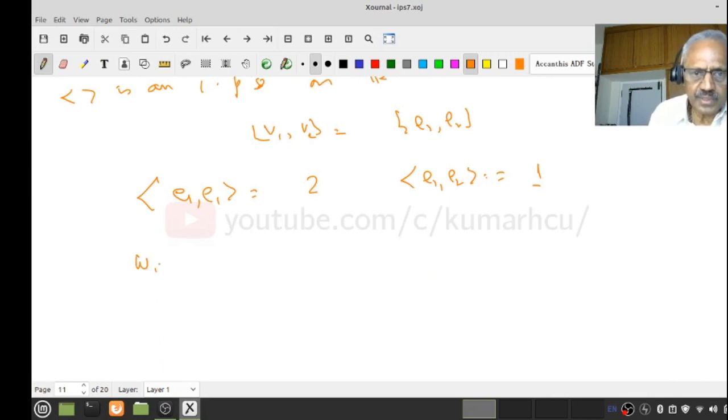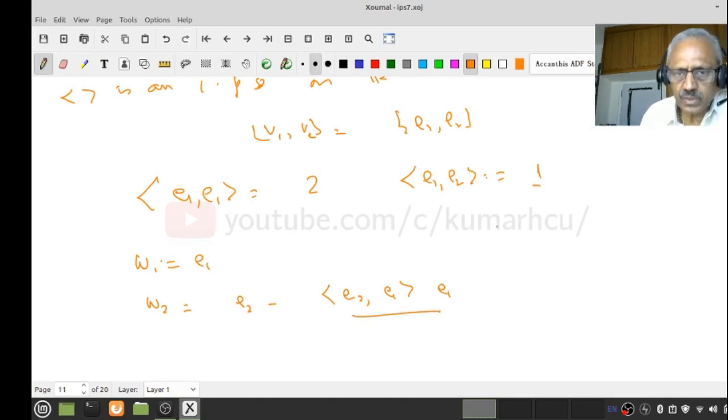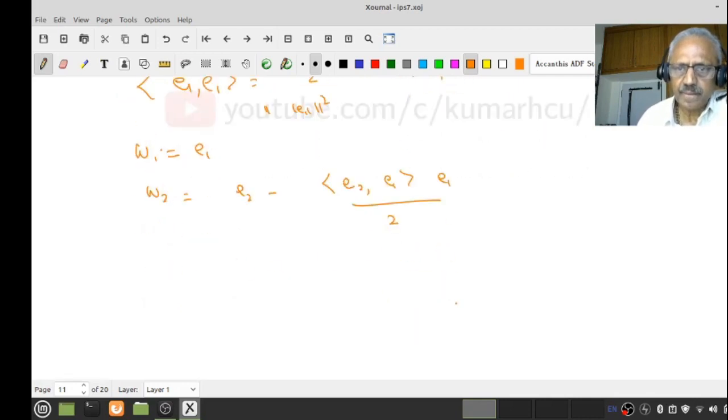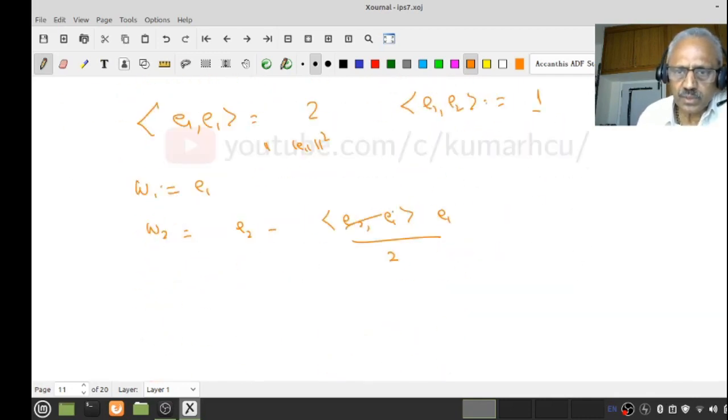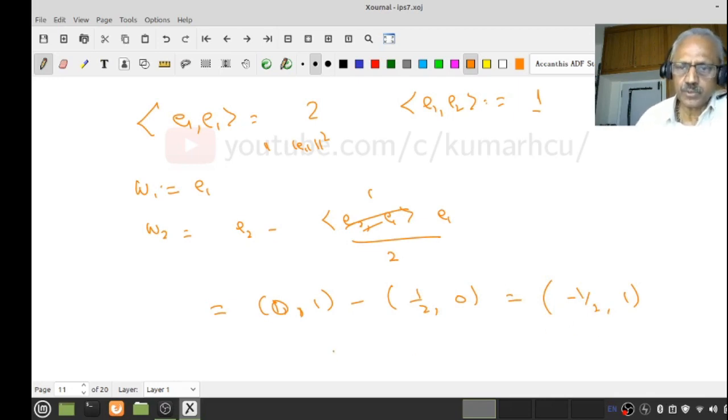So we are going to take W1 equal to E1, and how do I get W2? W2 will be E2 minus the inner product of E2 and E1, divided by the length of E1, that is the norm of E1 squared, which is 2. Are you following? But what is E2, E1? This is 1. Therefore, I have 0 comma 1 minus half comma 0, that is going to be minus half comma 1, that is my W2.